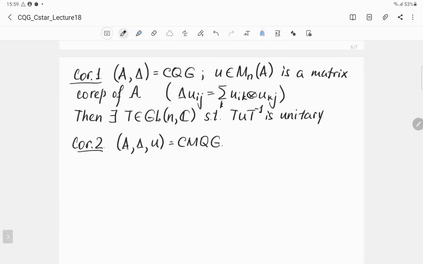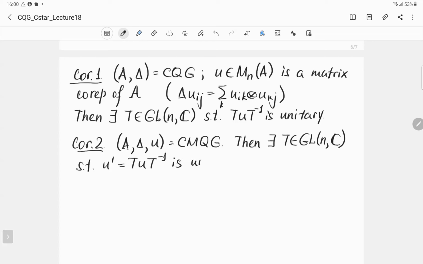We have already observed that U is a matrix co-representation. So by the previous corollary, there exists an invertible matrix T such that, let's denote this product by U prime, this is T U T inverse, and this matrix is unitary. And moreover, in this case, if we replace U by U prime, we still get a compact matrix quantum group.